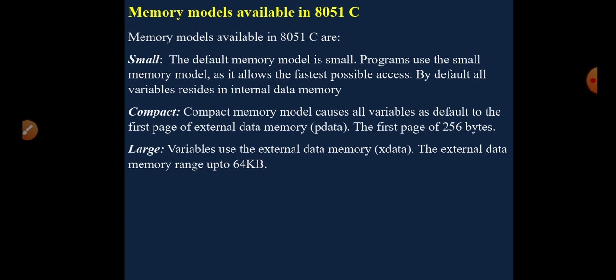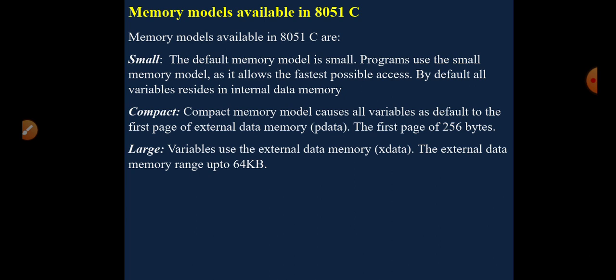Depending upon the memory availability, or depending upon the type of your program, you have to use any one of these three memory models: small, compact or large. If it is a small memory model, it allows the fastest access time, because whatever variables have been declared or defined in the program reside in the internal data memory.